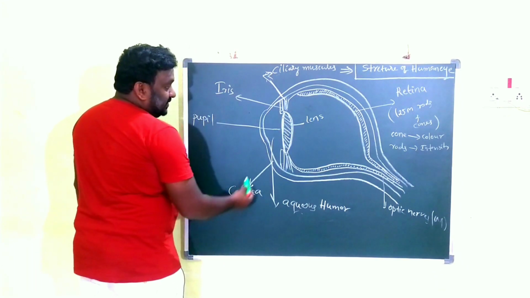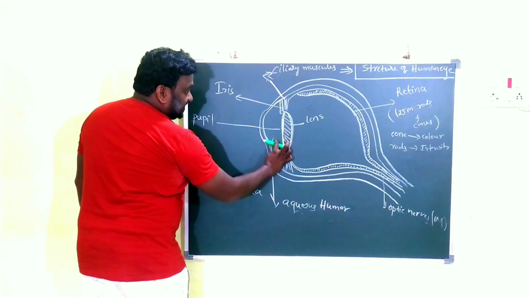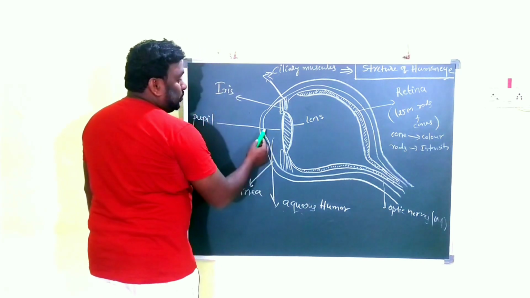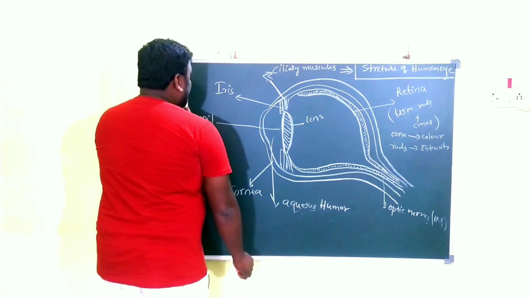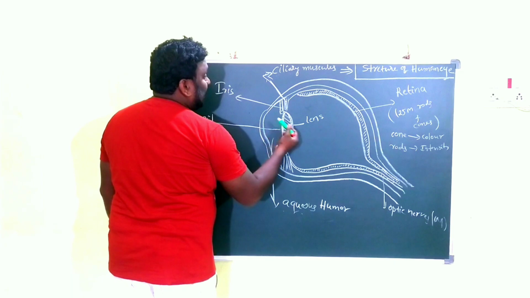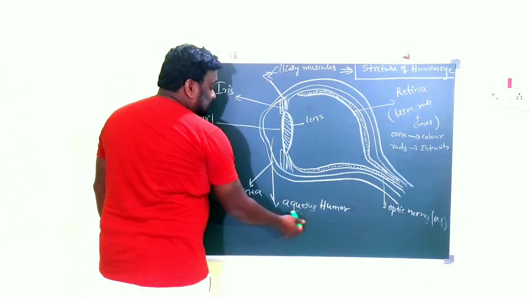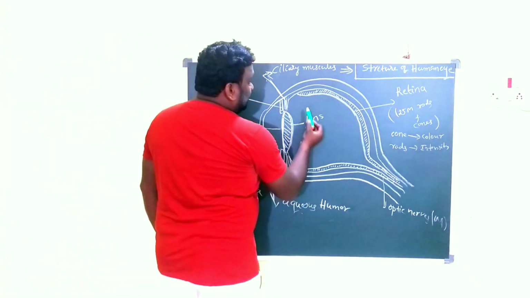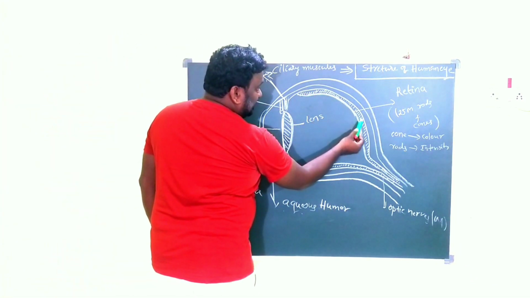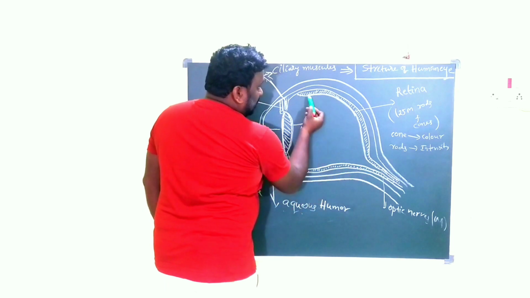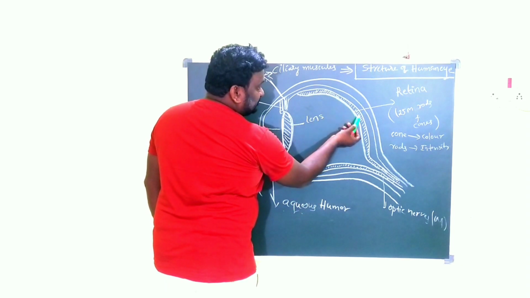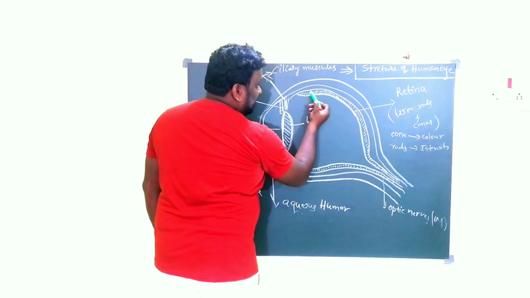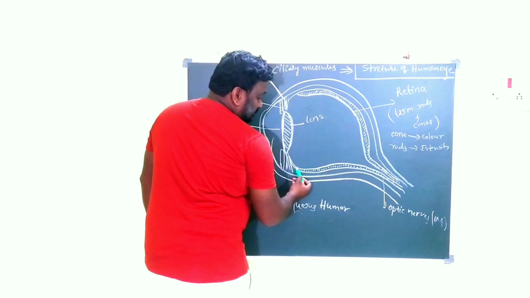Clear? And the empty portion here has some liquid, which is called aqueous humor. That's why if anything falls into our eye, it may release some water. That is because of the aqueous humor. Clear? After that we find some dots and lines here. That is the retina. So this is the retina.